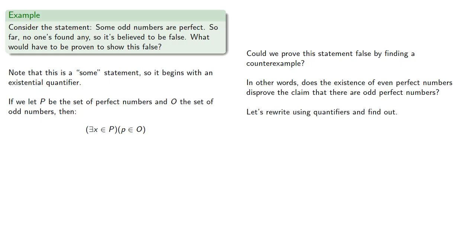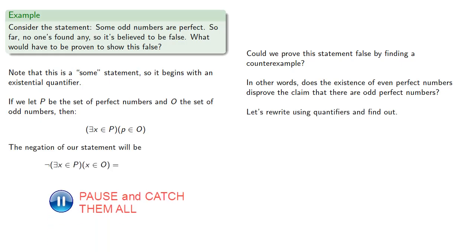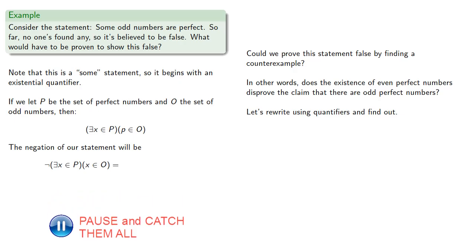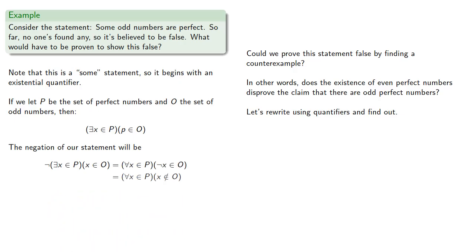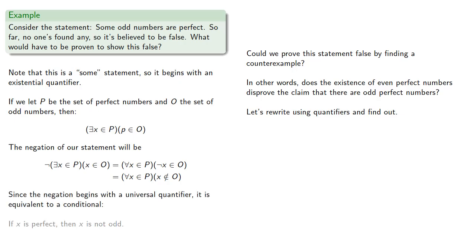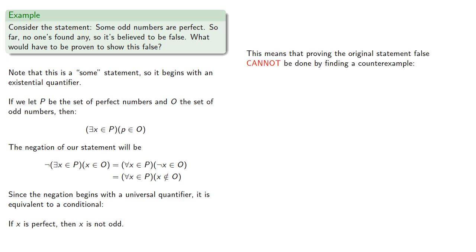The negation of our statement will be: for all x, x is not both perfect and odd. Since the negation begins with a universal quantifier, it's equivalent to a conditional. If x is perfect, then x is not odd. And what this means is that proving the original statement false cannot be done by finding a counterexample. Instead, we have to prove a conditional to be true.